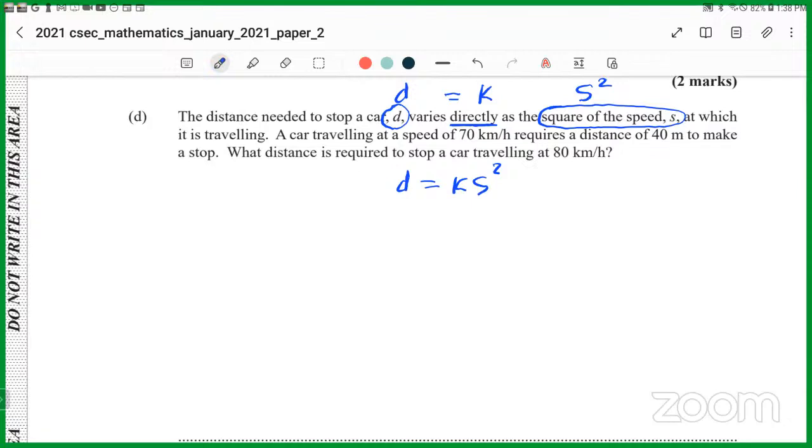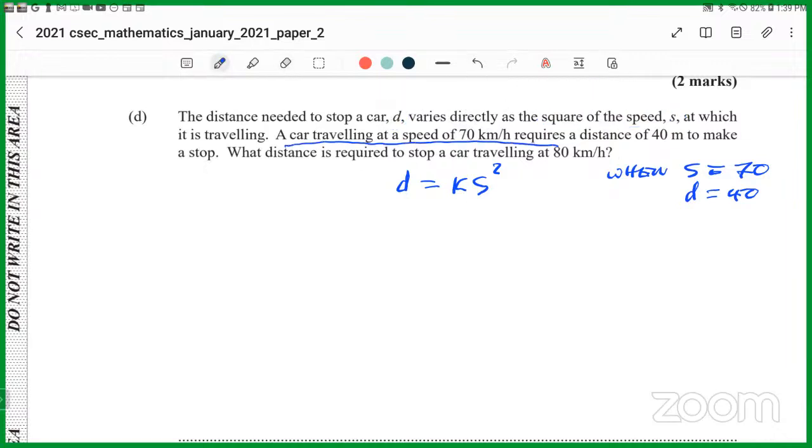It says a car traveling at 70. This is the known value they're giving us: when S is 70, it requires a distance of 40 meters to make a stop. So D equals 40. This information that I'm underlining now is what we use to find the k value.